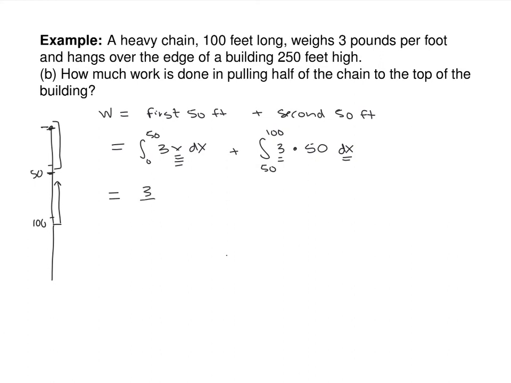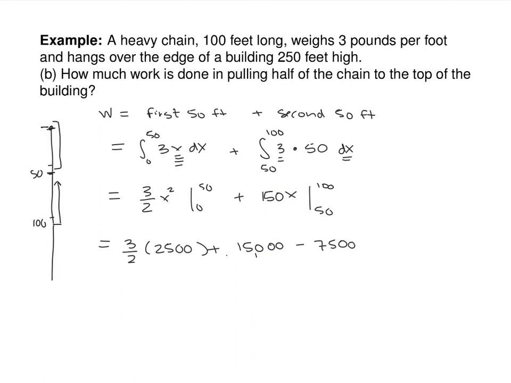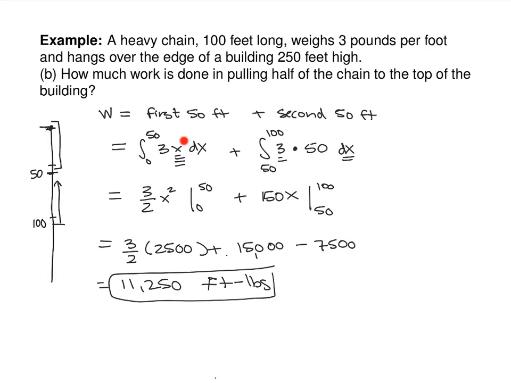So here we'll have 3 over 2x squared from 0 to 50, and here we're going to have 150x evaluated from 50 to 100. So that will equal 3/2 times 2,500 plus 15,000 minus 7,500, and that ends up being 250 foot-pounds. So the difference between those two is that in this first one, the distance, which is given by that x, is varying, whereas in this one, every single piece of the chain down there only moves 50.